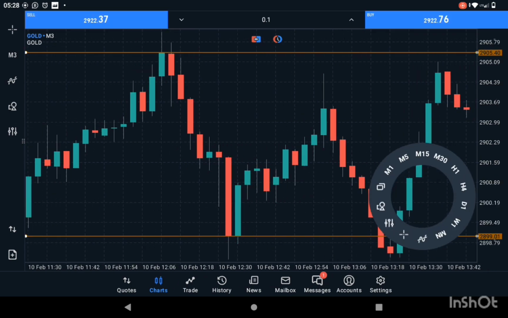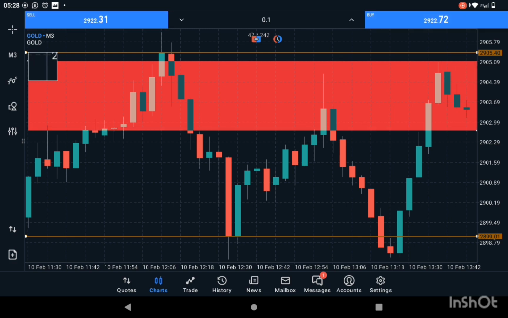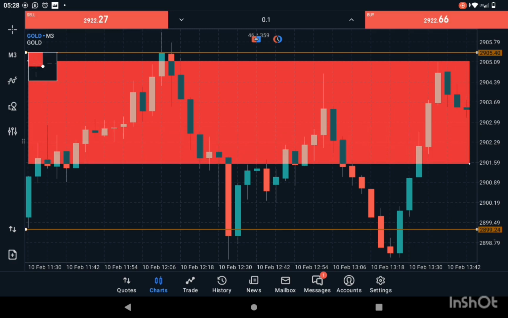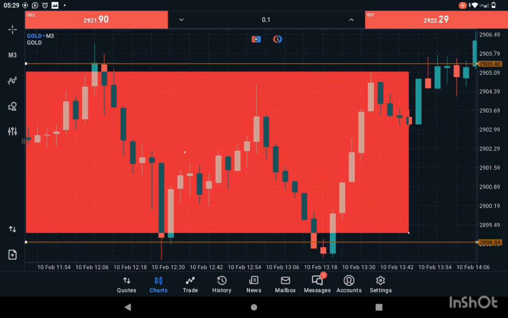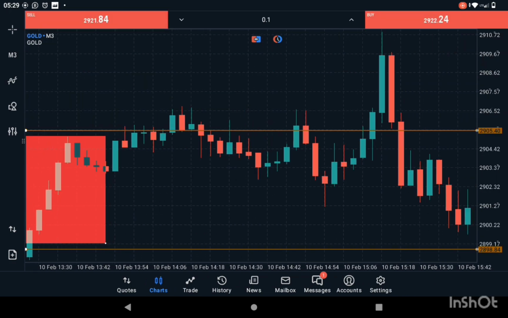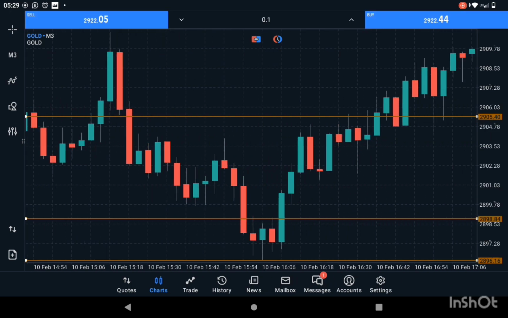And what you see is what is happening here. Let me show you. This whole space is inside the support and resistance line. My resistance is 2905 and that's the resistance, right? And then the support is at 2899. Okay, let's see as we continue on. And then here it started ranging. It came out of the support and resistance lines.